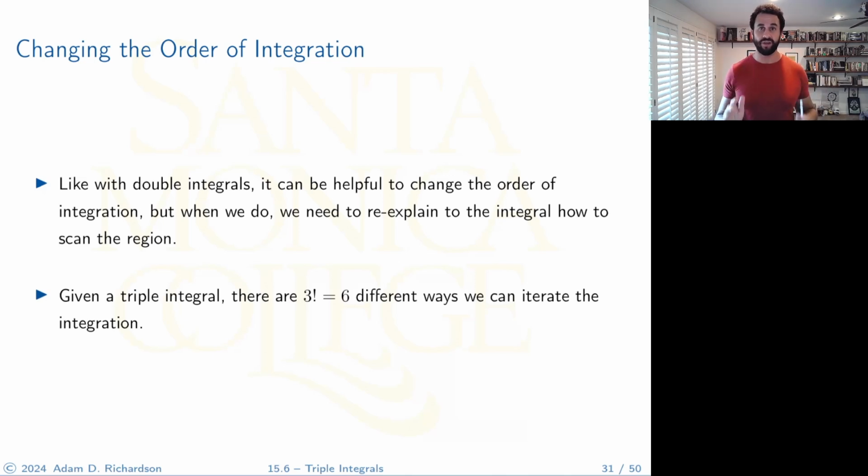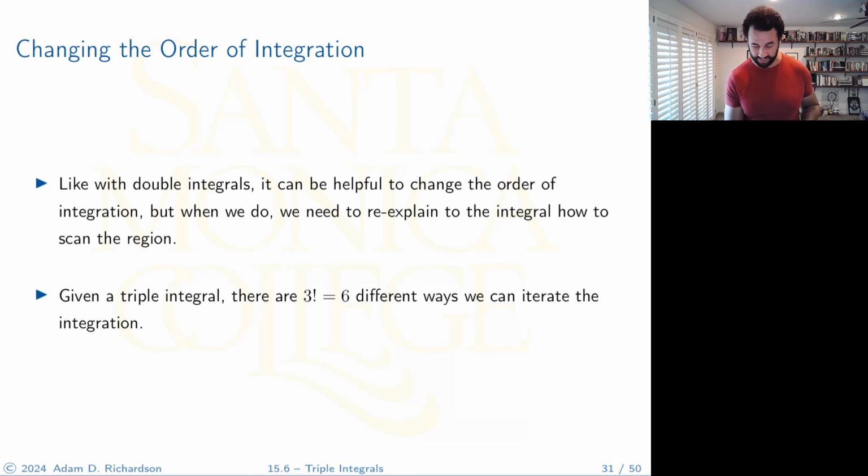If you're not integrating over a rectangle, then you have to be more precise, and you have to quite literally tell the integral exactly how to scan. And how it scans changes completely when you change the order of integration. So do not make the mistake of just swapping the order and not changing any of the bounds. You have to change the bounds when you swap the order of integration.